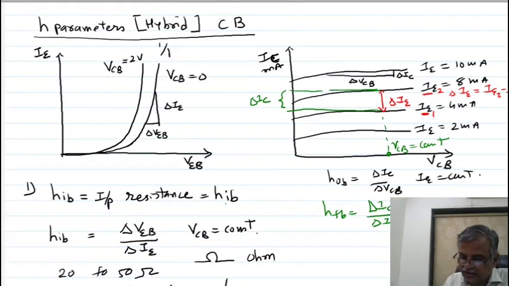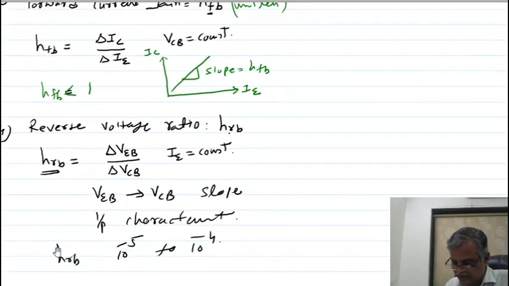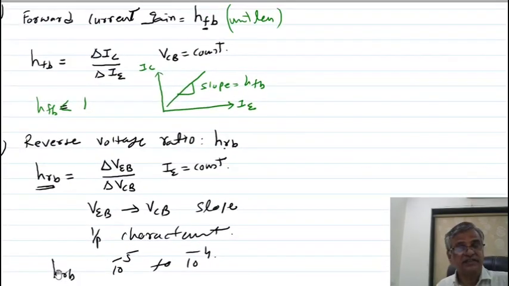This is your input characteristics. This is your output characteristics. Here I am ending the lecture. Next time I will discuss the characteristics of the common emitter transistor.